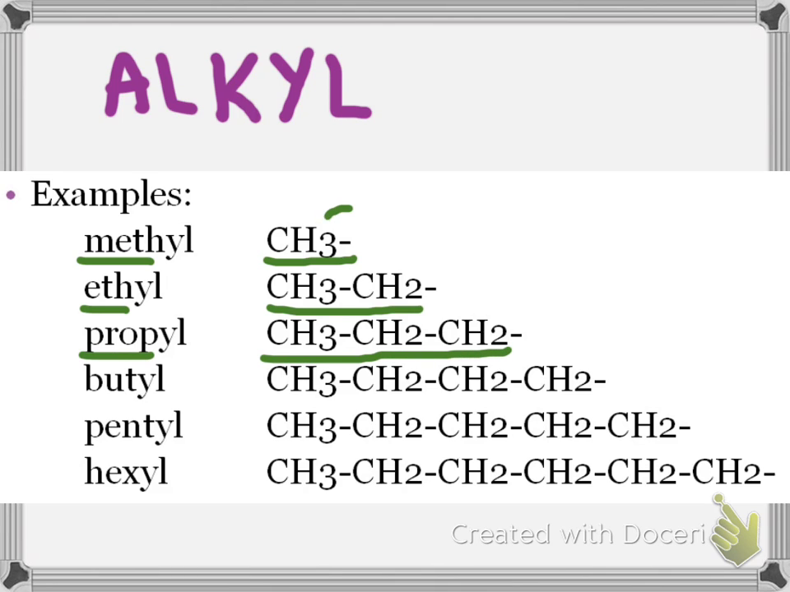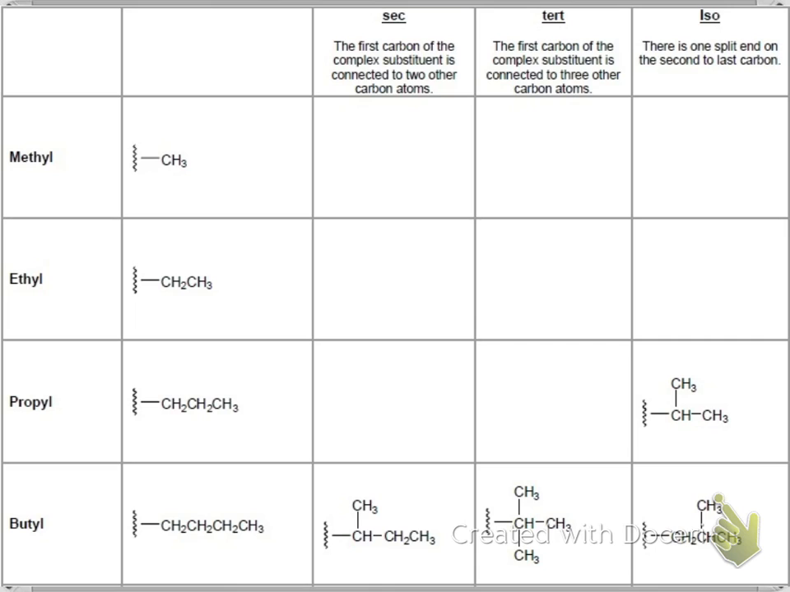Notice that we have an extra bond to which the alkyl group is going to bond to the main chain. As the number of carbon atoms increases, there are different arrangements that can be found for different alkyl groups. For example, propyl can be found in a linear structure or in an iso structure, in which there is one end splitting at the very end of the compound.